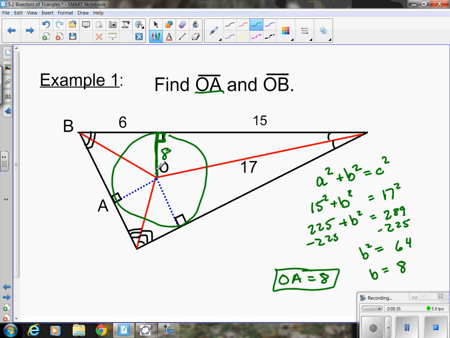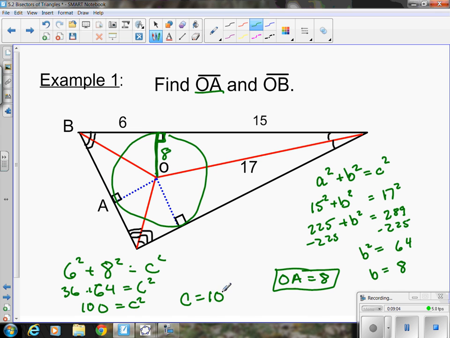So now to find OB, I get to use the Pythagorean theorem again, but this time I have two legs. So 6 squared plus 8 squared equals c squared. 36 plus 64 equals c squared. That's going to be 100 equals c squared. Take the square root of both sides. C equals 10. So therefore OB equals 10. Notice the picture's not really drawn to scale.